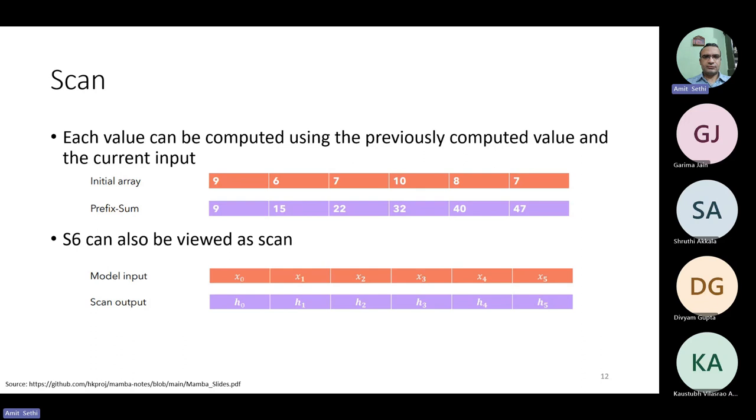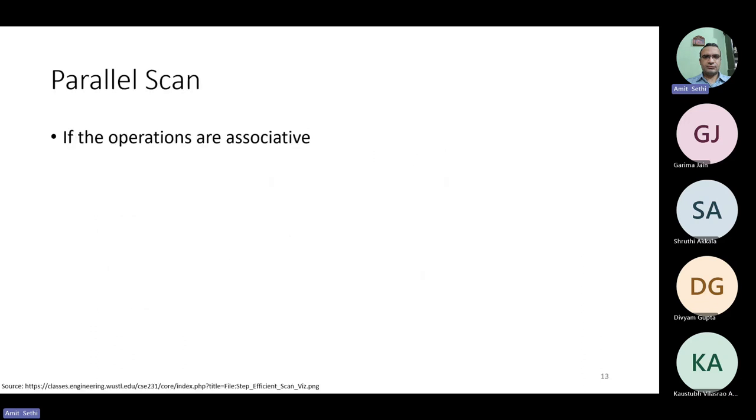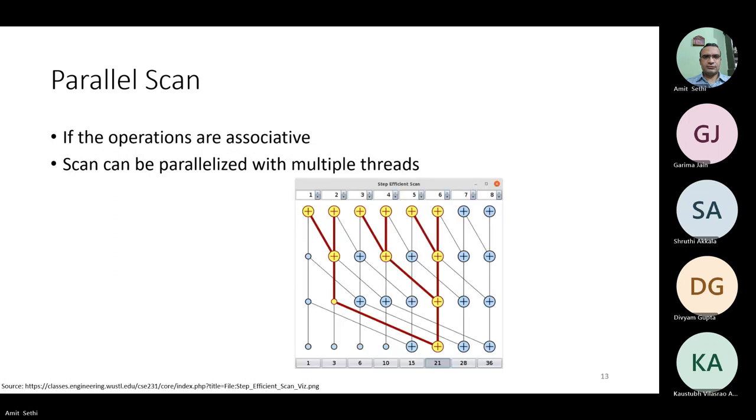So what they tell is that there's a catch now, they are exploiting a hardware, an operational thing that they are using. If the operands are associative, which means that A plus B plus C is the same as A plus B plus C grouped differently, or A into B into C, the same as A into B into C, then you can have multiple threads and parallelize the scan operation. So this is an example.